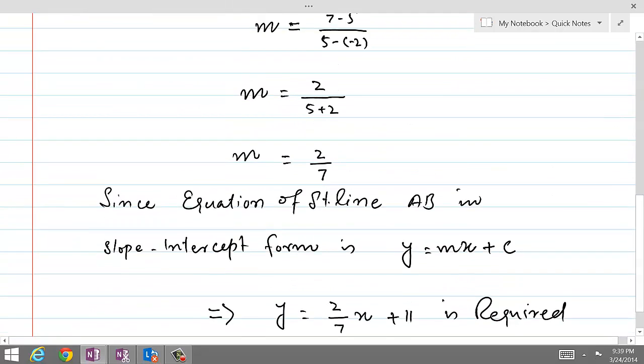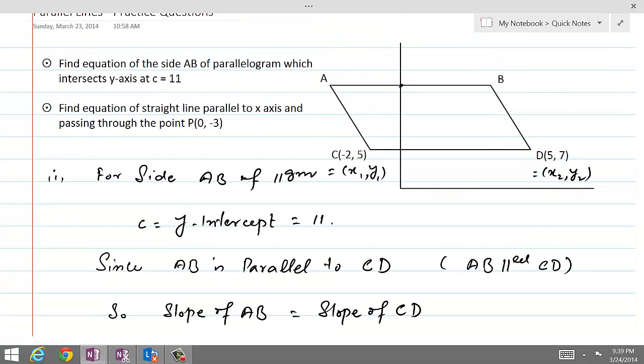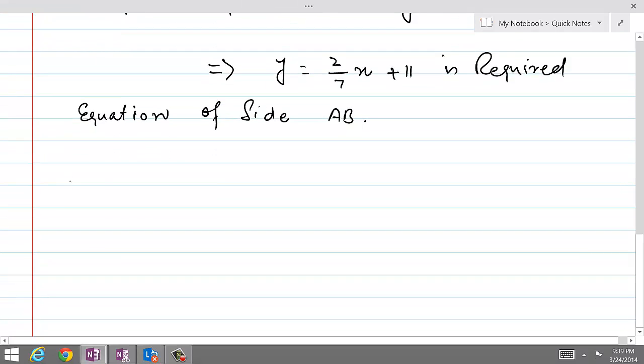And now for part 2, what we are given in the statement is to find the equation of a straight line parallel to the x-axis. Again the same thing. Now we will take advantage of this line being parallel to the x-axis, which means whatever the slope of the x-axis is, that is the slope of the required line. We already know that the slope of the x-axis is equal to 0. We already calculated it, but we can calculate it again. So let's do question number 2.